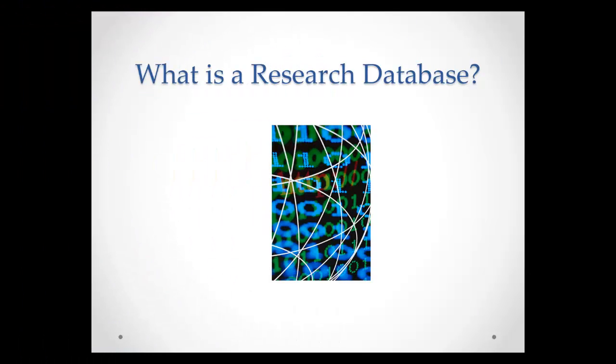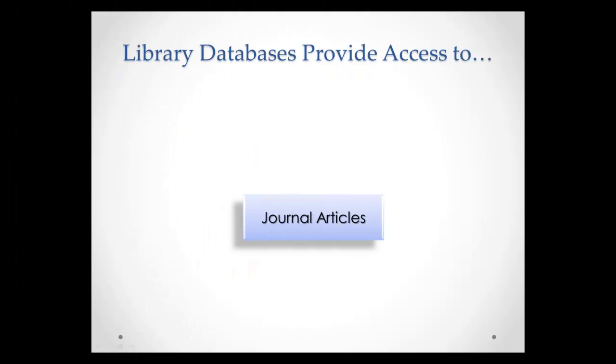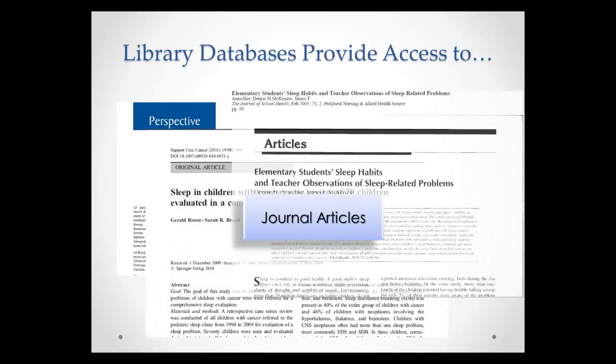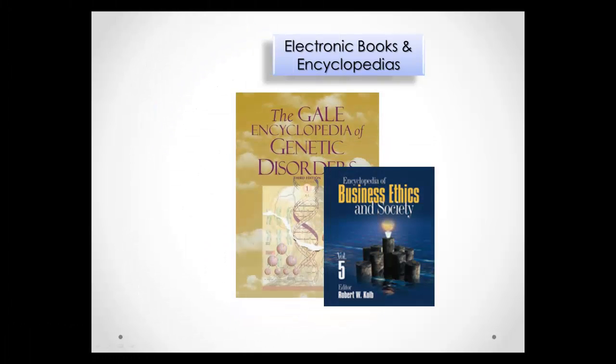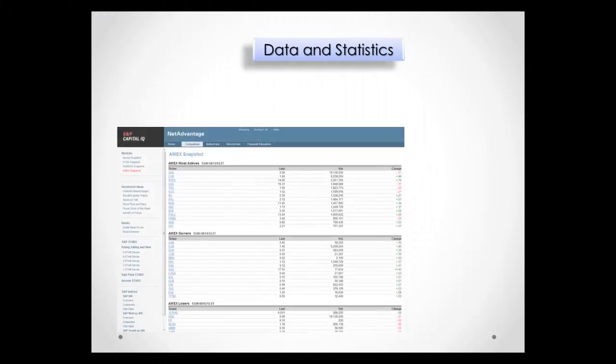The next resources we will look at are research databases. What is a research or library database? Library databases provide you with electronic access to information such as journal articles, electronic books and encyclopedias, and data and statistics.